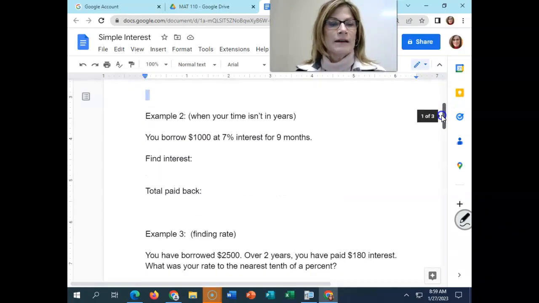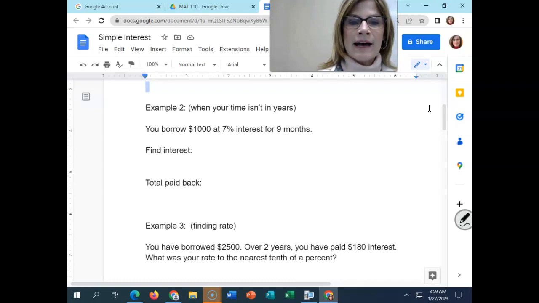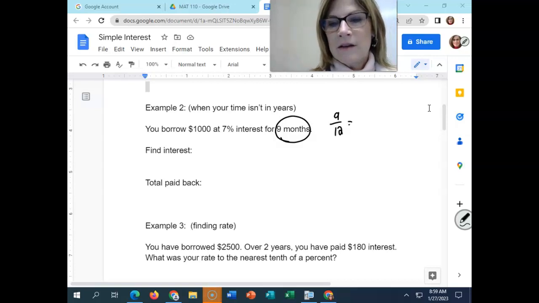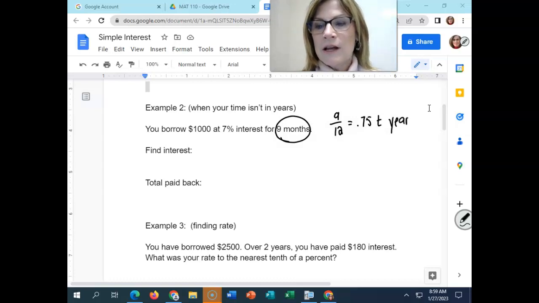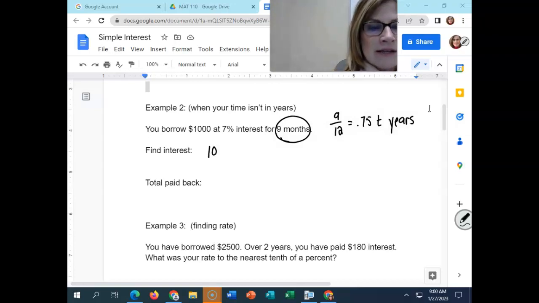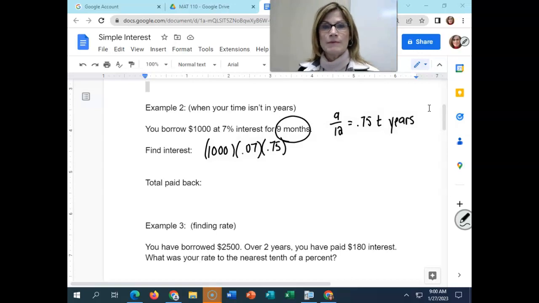So this time our time is not in years. It's 9 months. So 9 months is 9/12 of a year, which would be 0.75, so that would be our time in years. So this time our interest is P, your rate as a decimal, and then our time in years. If you just typed in 9, it would think we were doing 9 months.